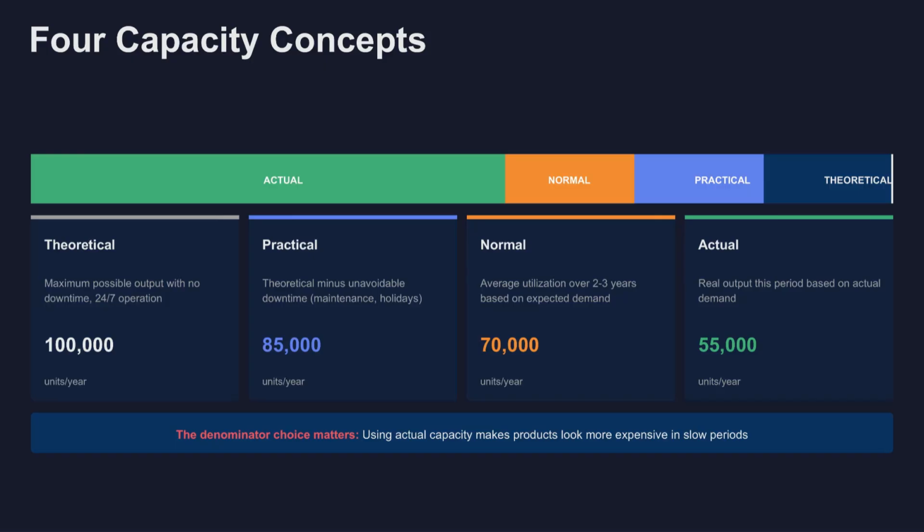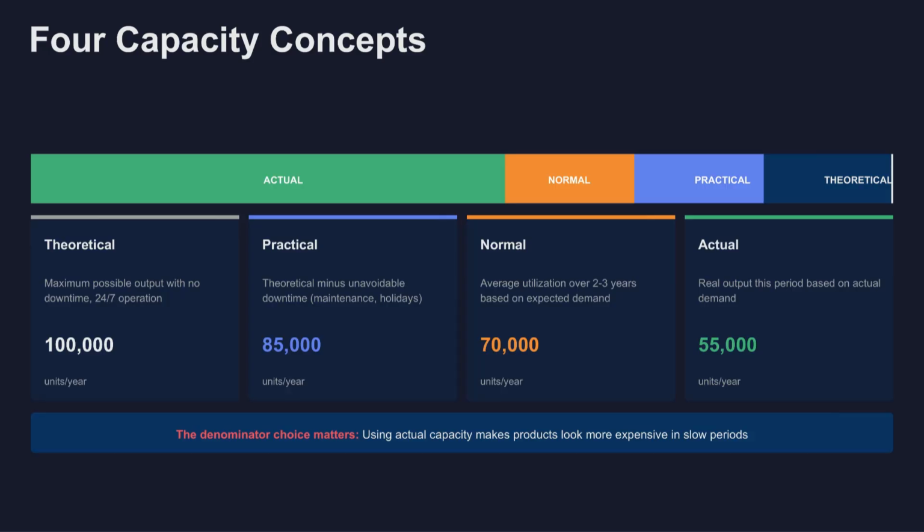Practical capacity adjusts for realistic factors like maintenance, setup time, and breaks, representing the maximum achievable output. Normal capacity is the average expected output over several years, smoothing out seasonal and cyclical fluctuations. This is the preferred method for allocating fixed overhead to inventory, because it prevents product costs from being distorted by abnormal production levels. Actual capacity is simply what was produced during the current period, used primarily for variance analysis.